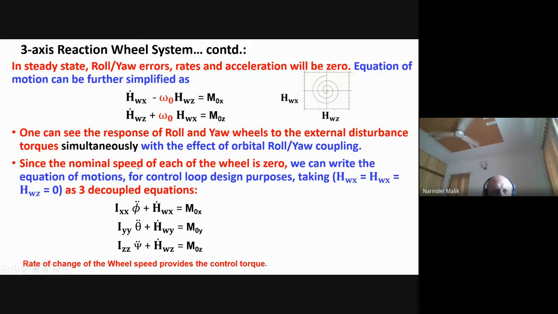Since the nominal speed of each wheel is zero, we can write the equation of motion for control loop design purposes, taking h_wx, h_wy, h_wz equal to 0, as three decoupled equations. So now the rate of change of wheel speed provides the control torque. Basically, this will provide the control torque.